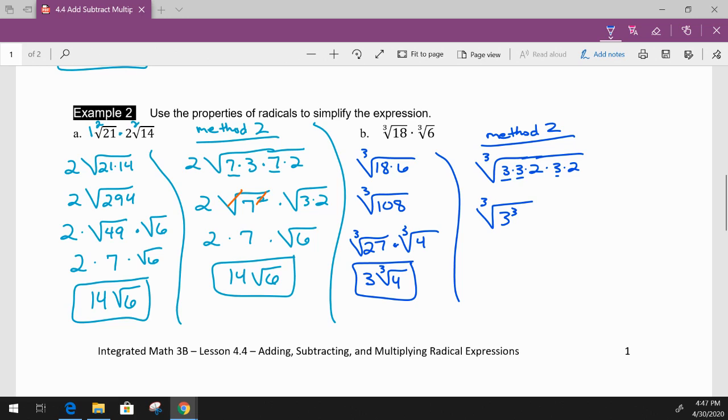Okay, so my previous video somehow stopped recording, so I'm not sure exactly where I left off. So I'm just going to go through this example 2b one more time.